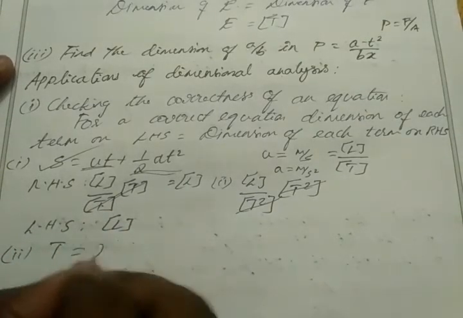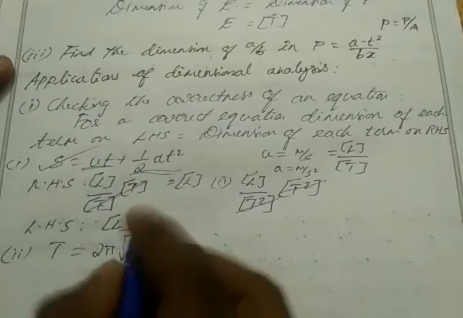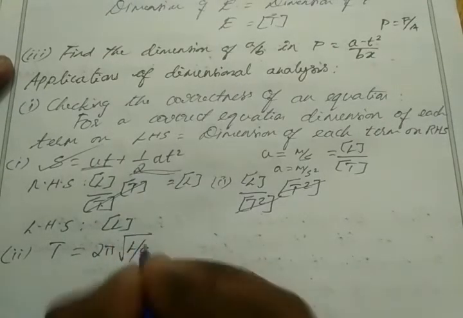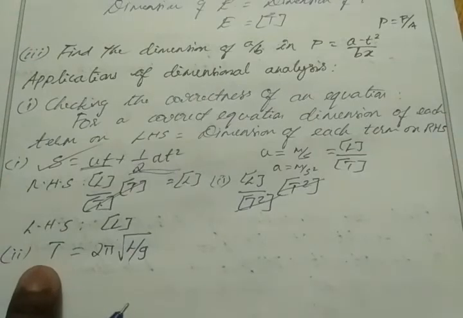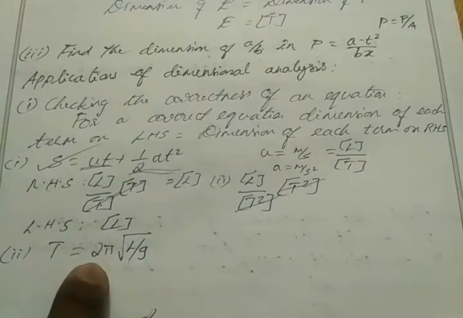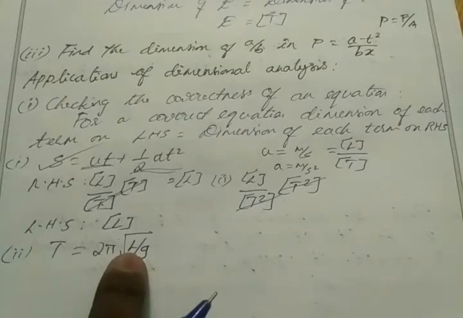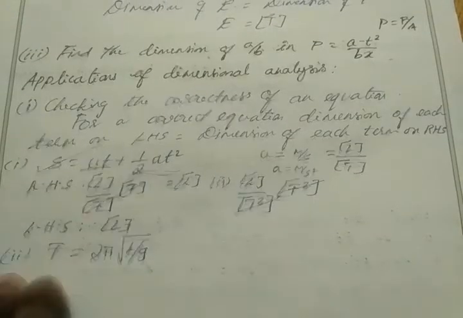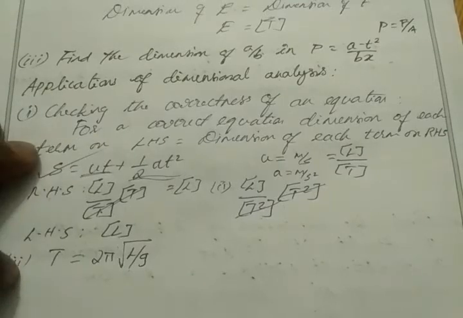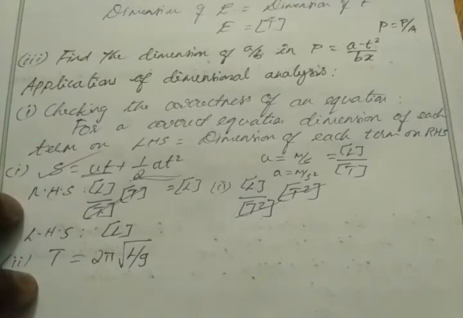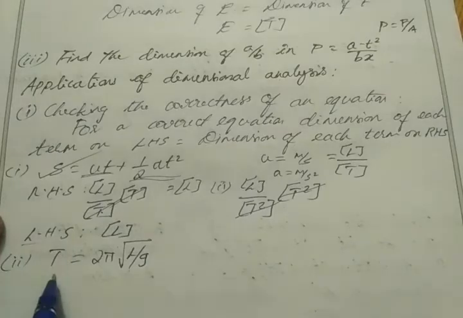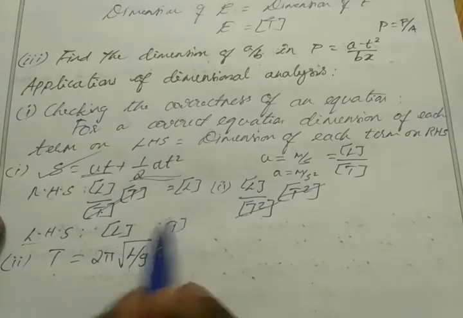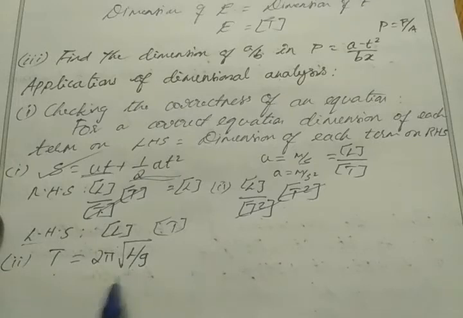T equal to 2 pi root L by g. T means time, we already know it is capital T. 2 pi is a constant, leave it. Here L means length, we already know that is L. g means acceleration due to gravity. Okay, so find whether the left hand side of the equation is equal to the right hand side. Here you already know in the left hand side we have T, capital T. So the left hand side for this second problem will be T. You check whether on the right hand side we also have T or not. Okay, this is your homework.